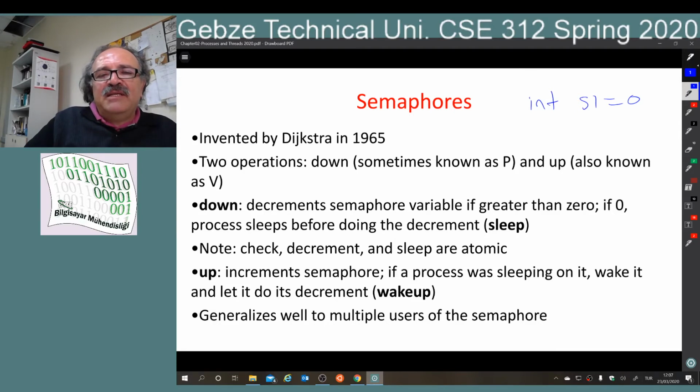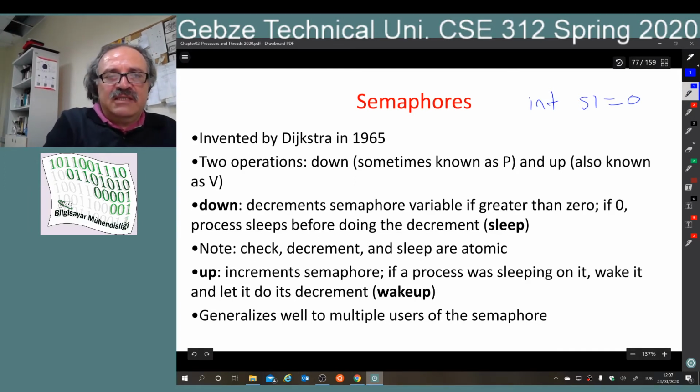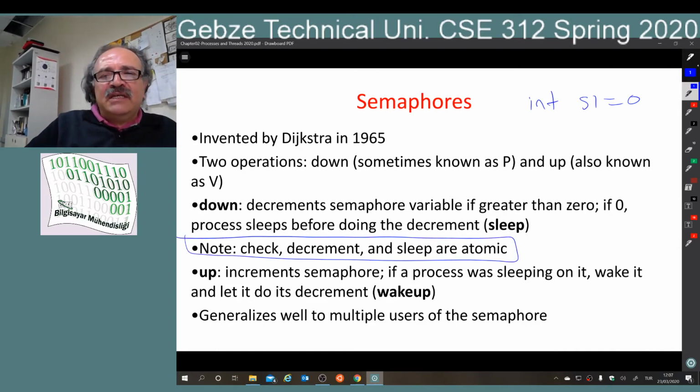It says, since it is 0, I will go to sleep before I decrement it. That means somebody is going to wake me up. When I am woken up, I will do the decrement later, and in that case my semaphore will be greater than 1. All this checking, decrementing, and sleeping is atomic. It is supported by the operating system. So down is a regular decrement if it is not 0, no problem. If it is 0, I am going to sleep before the decrement, and when I wake up I will do the decrement later. But this decrement will never make S1 a negative number.